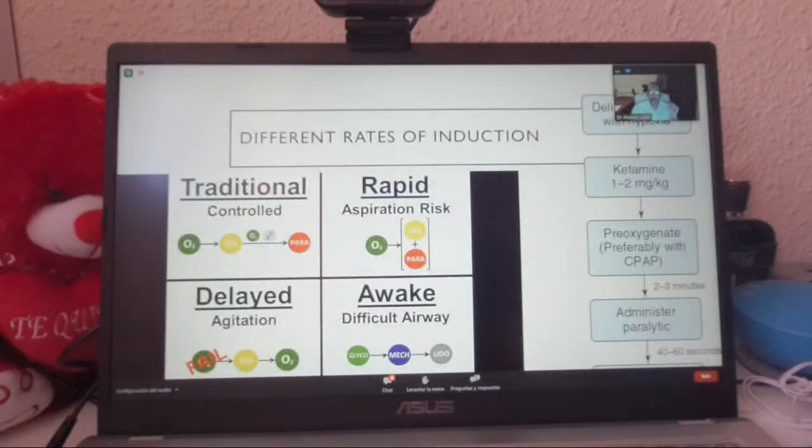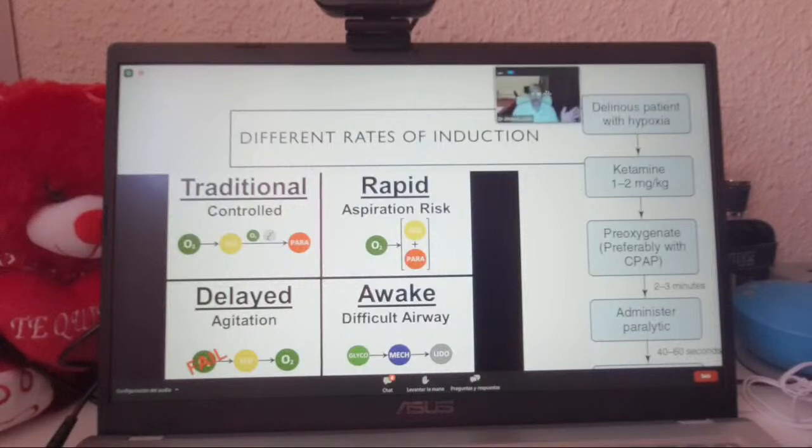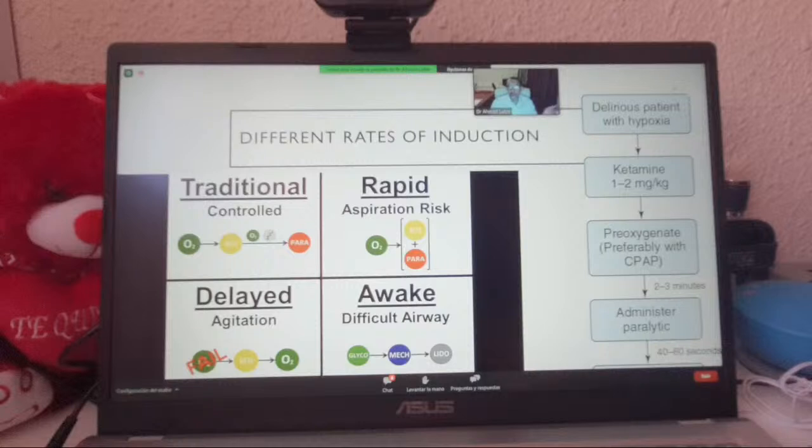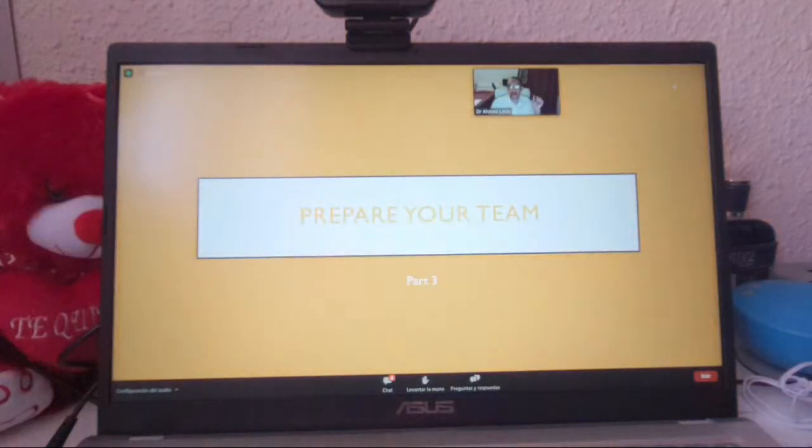That's more important. There are two ways of induction of anesthesia. This is the classic or traditional, controlled in theater. There is the rapid when the aspiration risk is there. There is the delayed and there is the awake. And it all depends on how you administer your medications and the sequence of that. And that's a totally different topic.